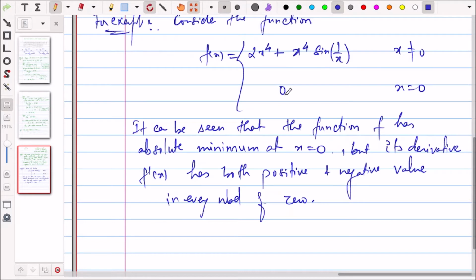Look, at 0 it is 0 anyway. Now prove that it is positive elsewhere, and then your absolute minimum will be 0. Why is this thing positive? Because x to the power 4 is positive. No, but sine 1 by x can be negative. So this sign can become negative.